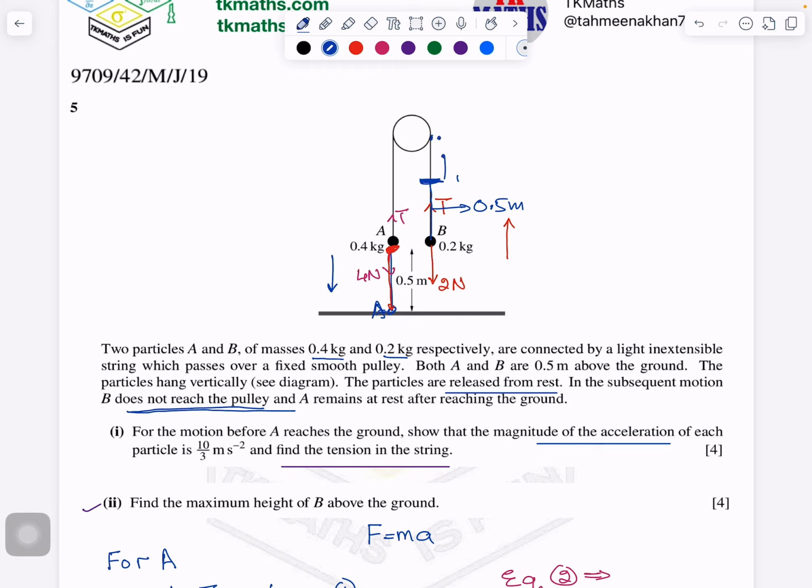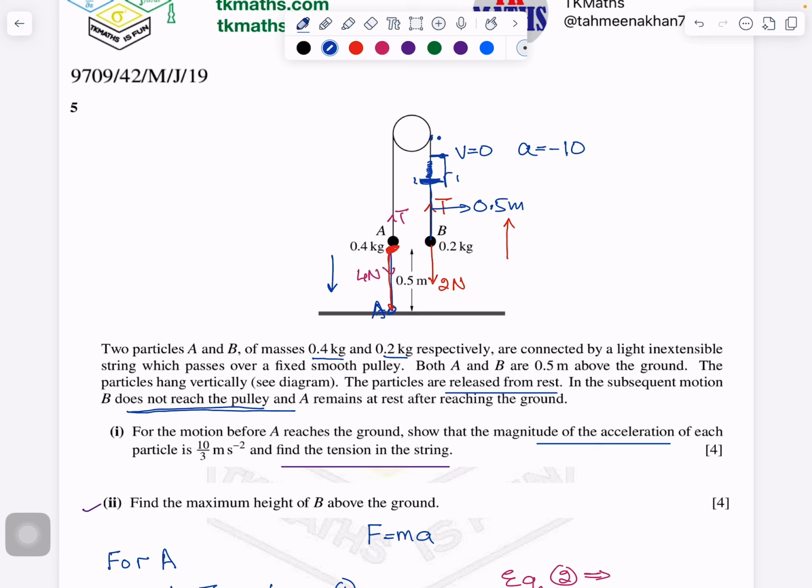What does this mean? At this point when it reaches here, velocity will be 0, because after that it will start coming down back. At this time from here to here, the string will be slack, because now there is no tension. A is on the ground already. So what will happen at that time? A will be minus 10, because now it is under free fall. Okay, I hope you understand.